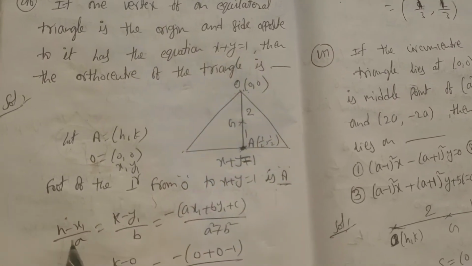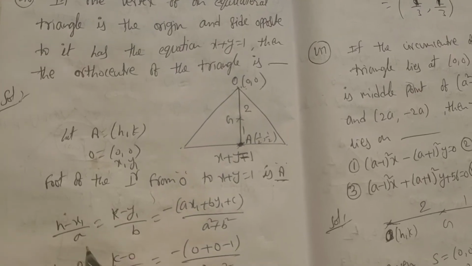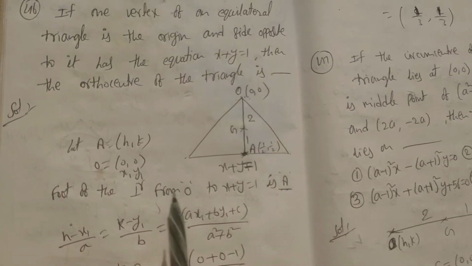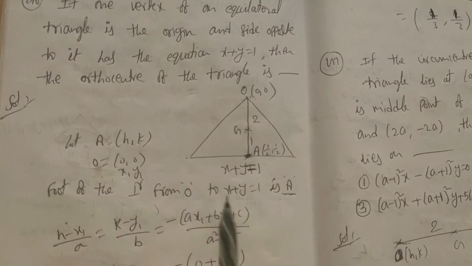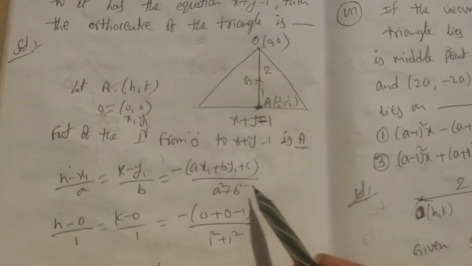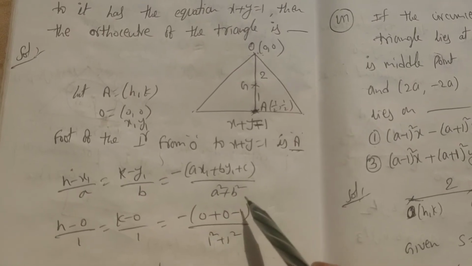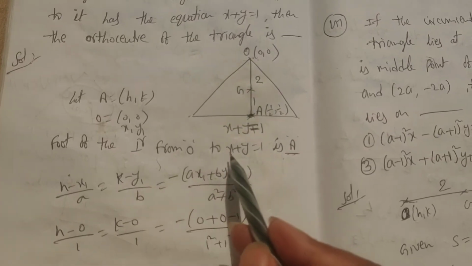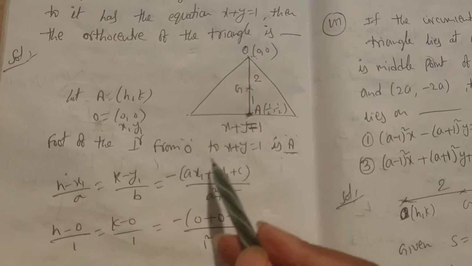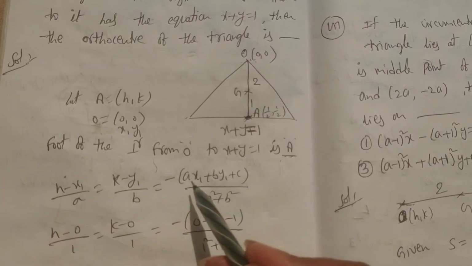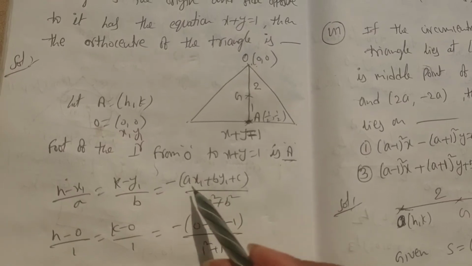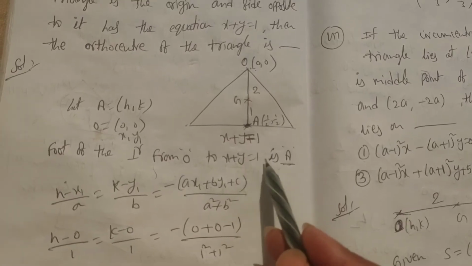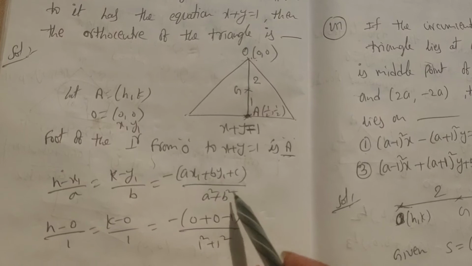Then you use the formula (h - x1)/a = (k - y1)/b = -(ax1 + by1 + c)/(a^2 + b^2). In the place of (x1, y1) we substitute (0, 0). Here a, the coefficient of x, is 1, and b, the coefficient of y, is 1. The numerator is -(0 + 0 + c); transposing the line as x + y - 1 = 0, c is -1. The denominator is 1 squared plus 1 squared.